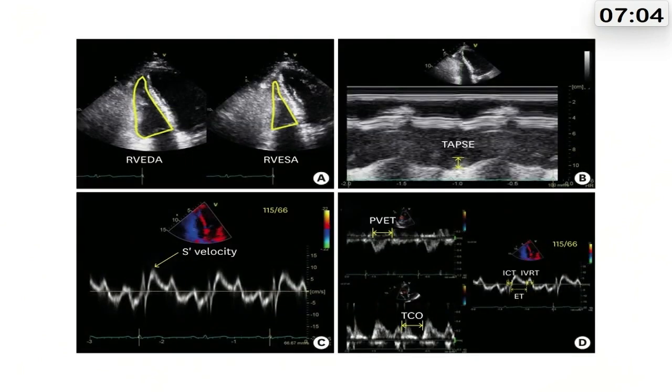Right. So there are different modalities, as mentioned before, to assess RV function. You could look at right ventricular end diastolic and end systolic dimension. You could look at TAPSE. You can look at S velocity, and you could look at IVRT, etc. So when you have multiple parameters, that simply means that you don't have a specific parameter which gives you an exact answer.